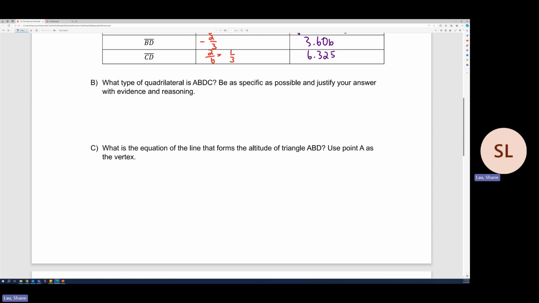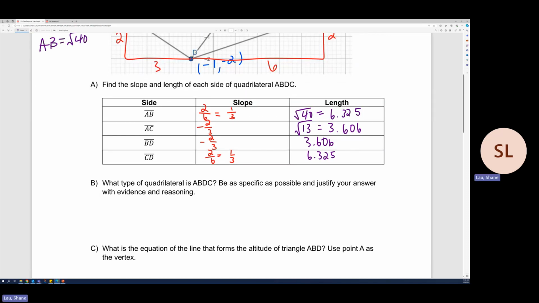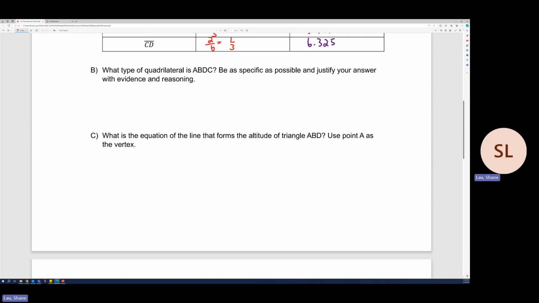So if we look back, we know we have congruent sides, because we just said that the opposite sides are congruent. They have the same length, but they also have the same slope, which means that they're parallel. And it doesn't tell me anything about angles, and I can clearly see that not every side is congruent. And I obviously have 2 pairs of parallel sides. So if I only have 2 pairs of parallel sides, I can conclude that this is a parallelogram.